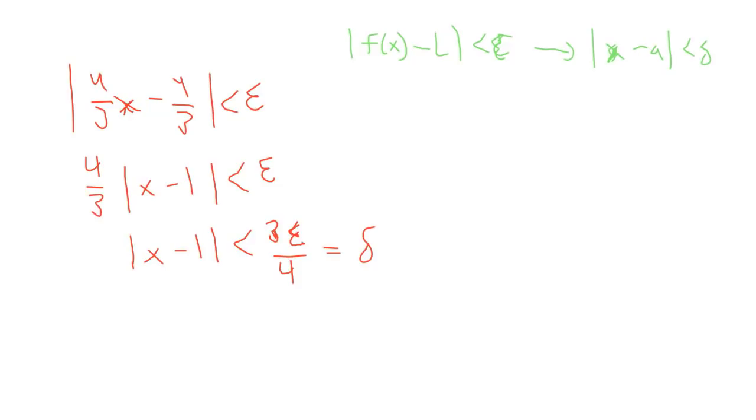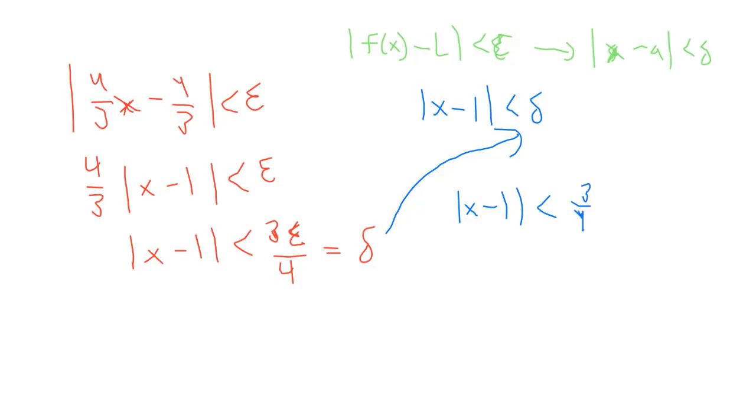And after we found this delta correspondence, then you take your original delta equation and substitute this in. And you get x minus 1 is less than 3/4 epsilon. And you just do the same thing in reverse order to get it back into what you were doing. So I'm going to clear the board real quick so I have more room, but I'll rewrite this.